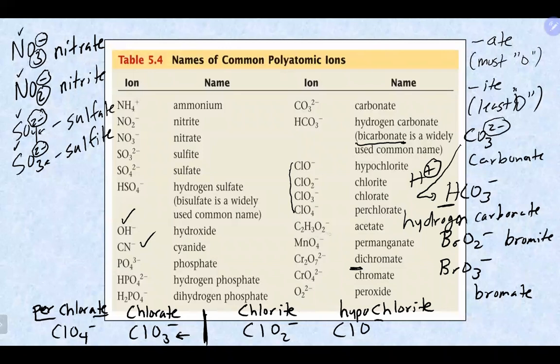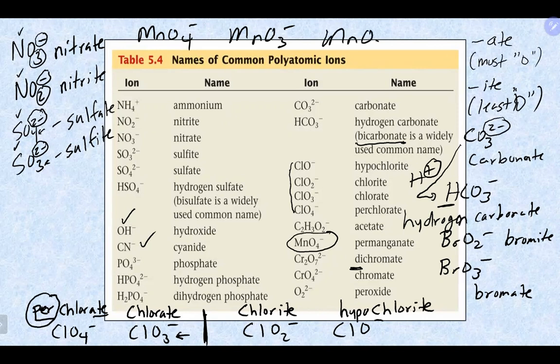So here's permanganate. And permanganate, although it doesn't look like it, also is a group of 4. That's permanganate, like perchlorate. And you could have MnO3 minus, which would be manganate. Instead of permanganate, it would just be manganate. You would have MnO2 minus, which would be manganite, and MnO minus, which would be hypomanganite. So sometimes these can expand out, and they follow the same pattern. Any questions on that there? Yeah.